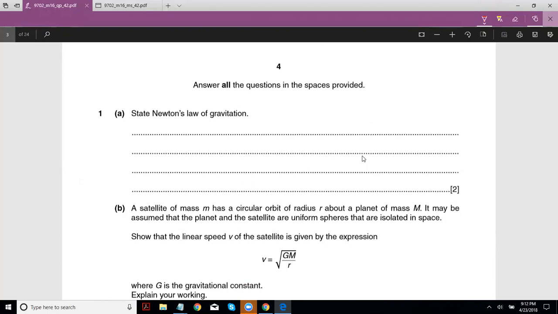State Newton's law of gravitation. सही फॉर्मूला है, लिखना है। So basically in words, right? So the gravitational force is directly proportional to the product of the masses and inversely proportional to the square of the distance between the centers of the two masses.